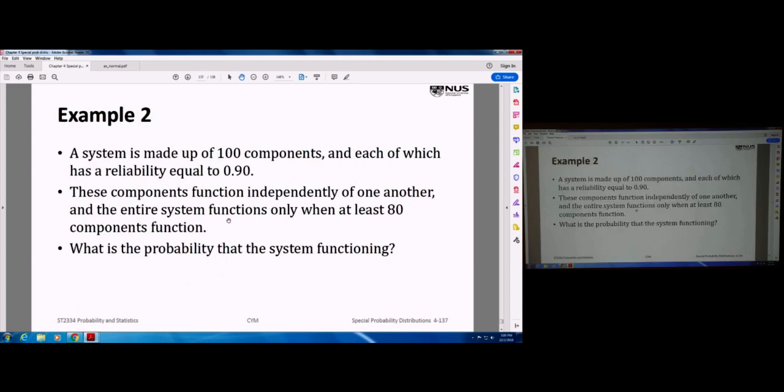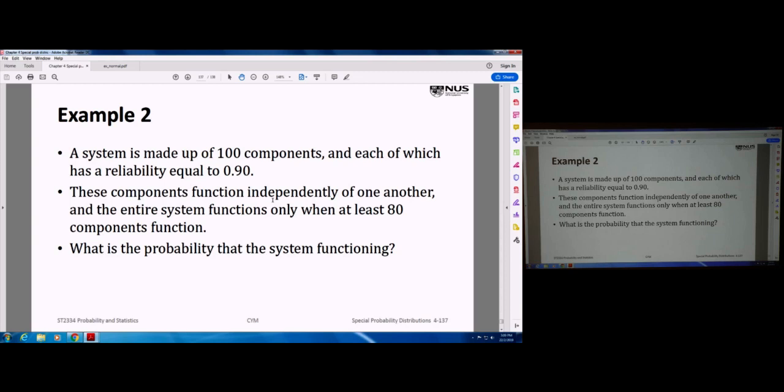This is the only example, and actually it's quite informative. We have a system made up of 100 components, each of which has a reliability equal to 0.9. The components function independently of each other, so we're working up to a binomial. The entire system functions when at least 80 components function, and we want to find the probability that the system functions.